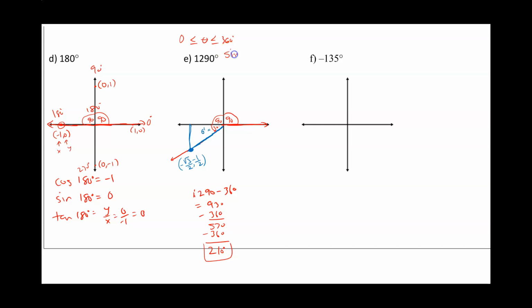So sine of 1290 is the y value, which is negative 1/2. Cosine of 1290 is the x value, which is negative radical 3 over 2. And the tangent of 1290 is going to be the y value, so take the numerator, and the x value, so that's going to be -1 over negative radical 3. Now a negative over negative is a positive, and if you rationalize this, this gives you a positive radical 3 over 3 as the tangent.